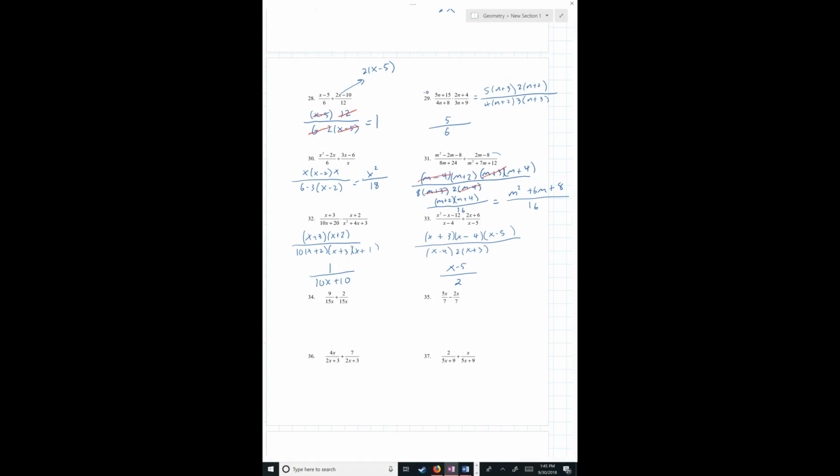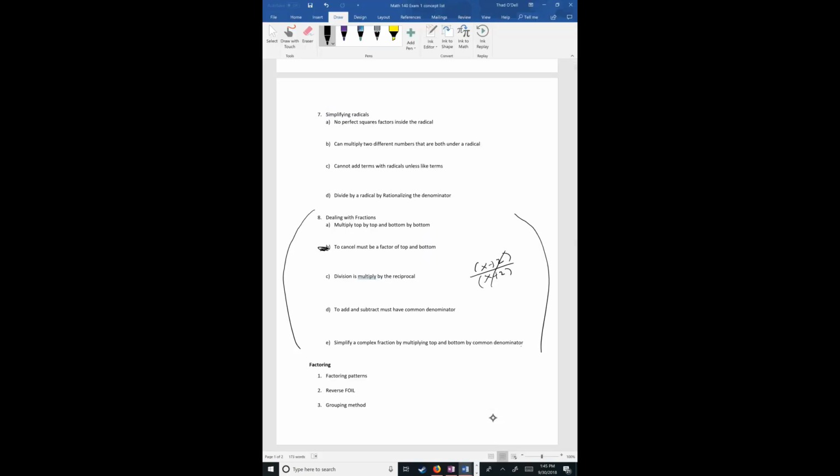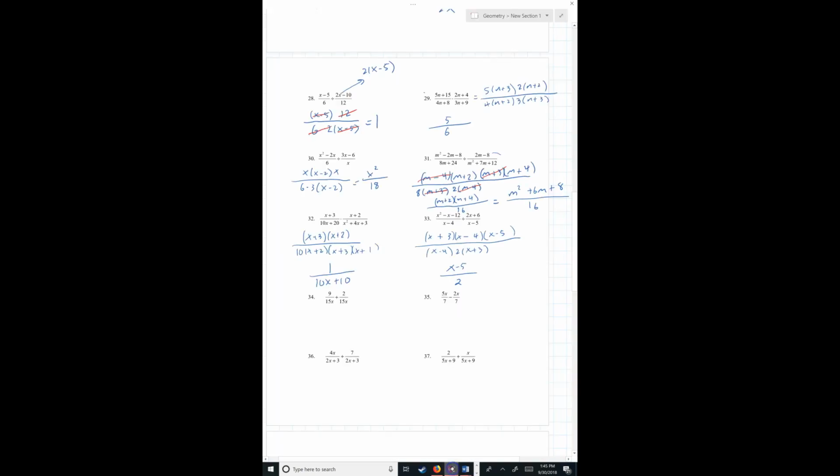So the main thing, if you remember our little list over here, main thing you have to remember to add and subtract, you must have a common denominator. So that's good to keep in mind. And notice here these two already have a common denominator, 15x. In other words, both fractions have the same denominator. And so when they do, you can just add them. We add the tops and the bottoms stay the same. That also goes to subtraction.